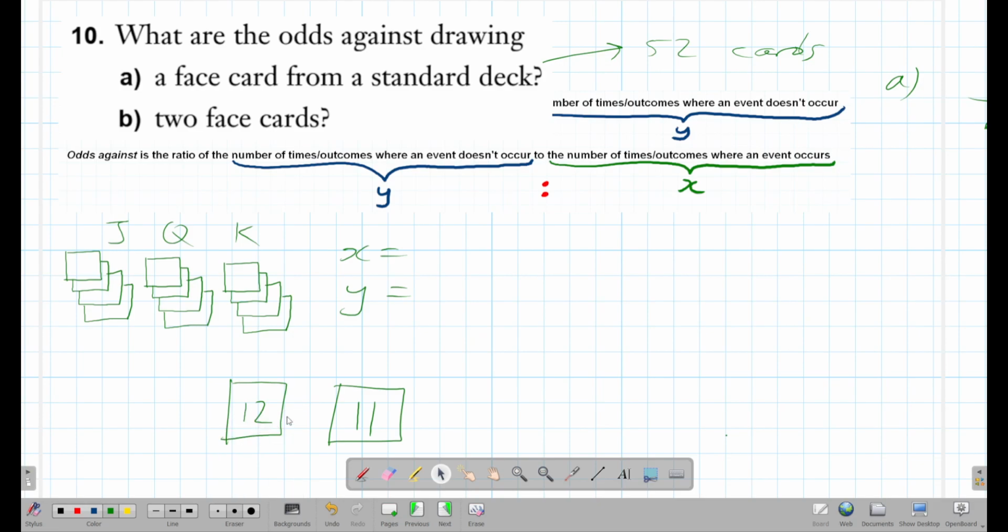So it's 12 and 11, and we're going to multiply this. So we get 132 for the number of ways of drawing two face cards.